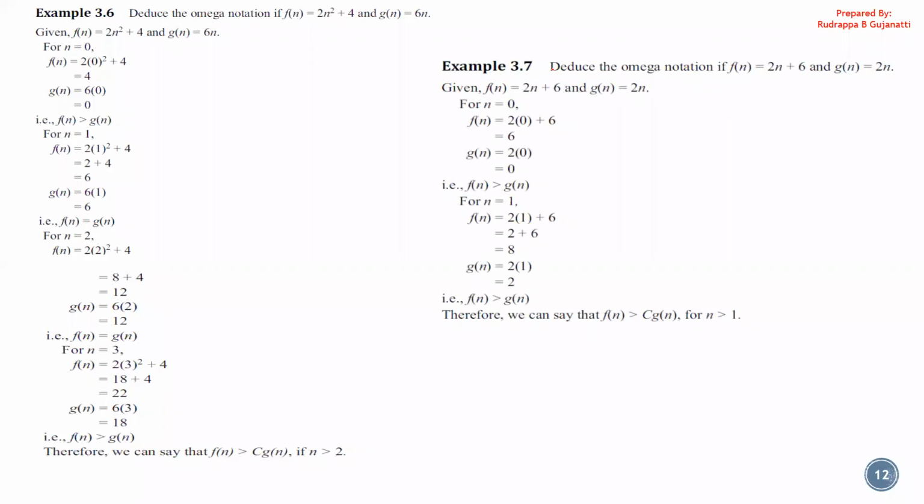So here we have another example. Deduce the omega notation if f of n is 2 times n plus 6 and g of n is 2 times n.